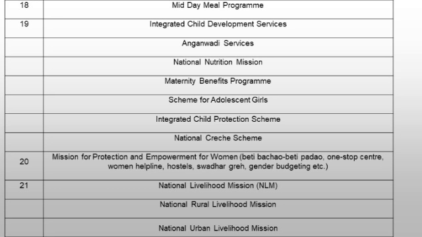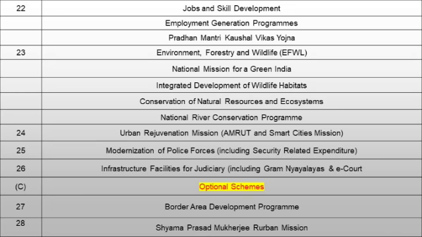Then you have a National Livelihood Mission. All these schemes, Beti Bachao, Beti Padhao, these all schemes are the centrally sponsored schemes. Then Jobs and Skill Development, which has employment guarantee and Pradhan Mantri Kaushal Vikas Yojana, skill development. Then environment, forest and wildlife, National Mission for Green India, which in Telangana and AP, తెలంగాణలో హరితహారం అని చెప్పేసి కండక్ట్ చేస్తున్నారు. నీరు చెట్టు అనుకుంటా ఆంధ్రప్రదేశ్ ప్రభుత్వం, దట్స్ నథింగ్ బట్ ఎ సెంట్రల్లీ స్పాన్సర్డ్ స్కీమ్.